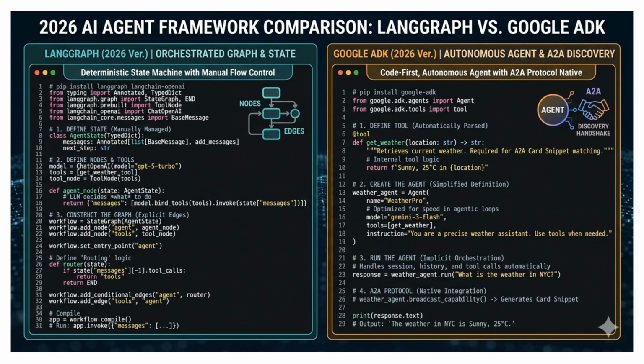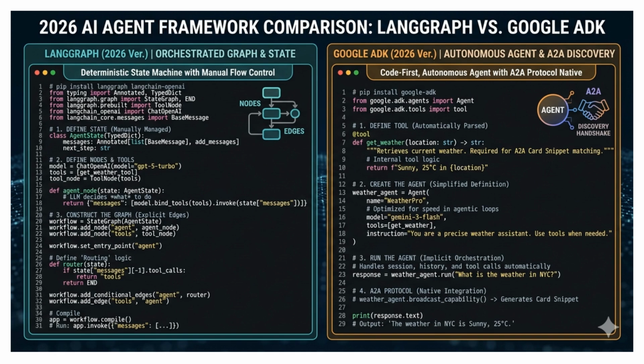First, we define a shared state: messages and next step. This makes data flow explicit and trackable. Then we define nodes, in this case, an agent node and a tool node. The agent uses an LLM to decide whether to respond or call a tool.